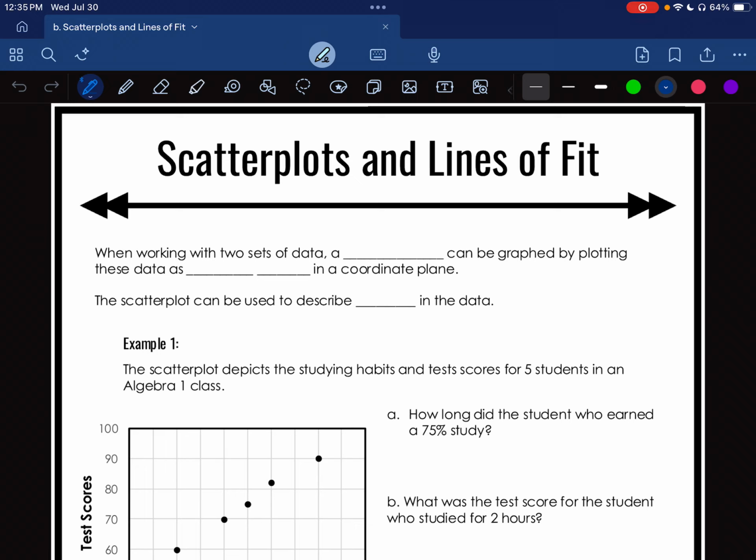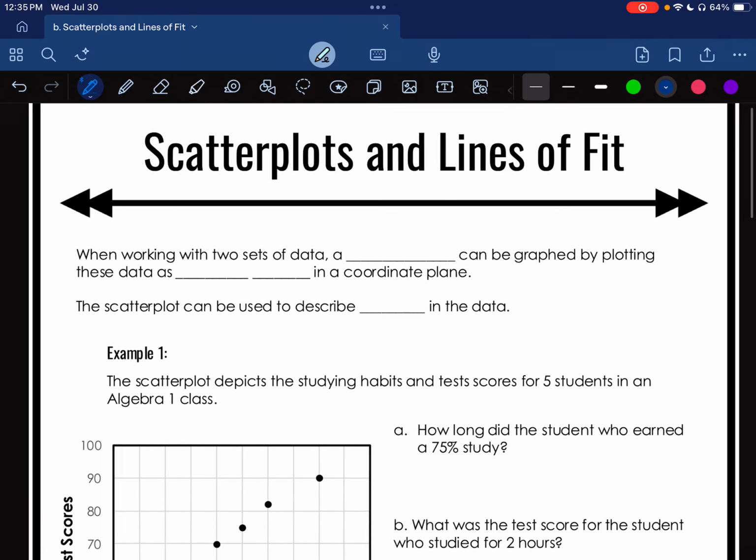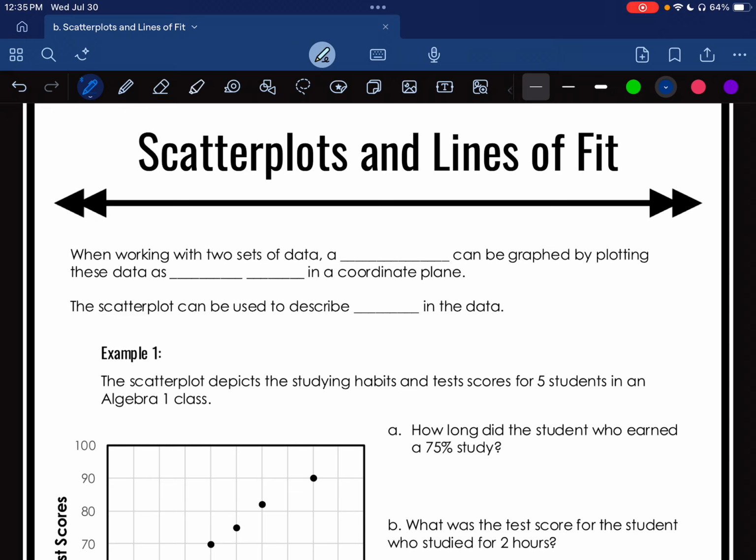One thing I want to say right now is that sometimes people are still writing scatterplots as two words, right? Scatter plots. We're going to be writing that as one word today, but I feel like I should put that out there.